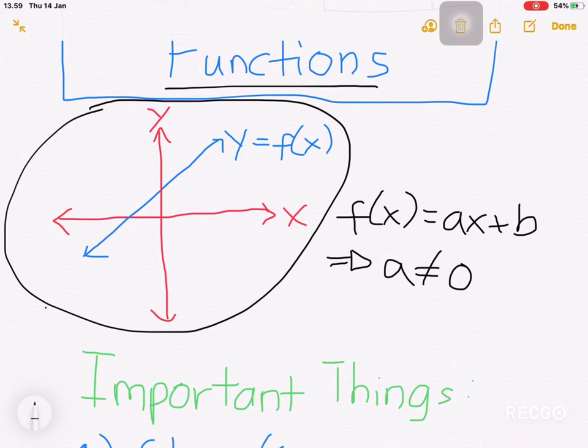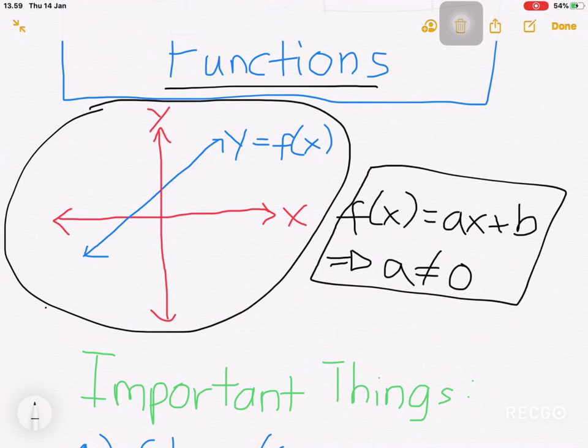The standard form of a linear function is written as so. We have f of x, or sometimes called y, is equal to ax plus b, where a and b are constants and a is not equal to 0. Otherwise it will be just b, which is a constant, and it will just be a straight line, so we don't want that. Well, sometimes a could be 0 and it would form a horizontal line.